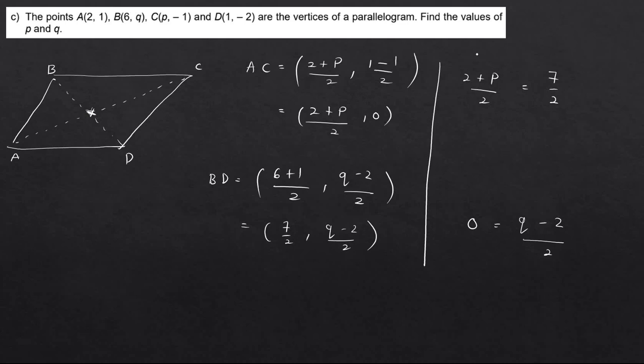For the x coordinate, let's simplify. 2 plus P equals 7 and P equals 5. This one is for P. For y, it's easy. Q equals 2. Then we get the values for P and Q.